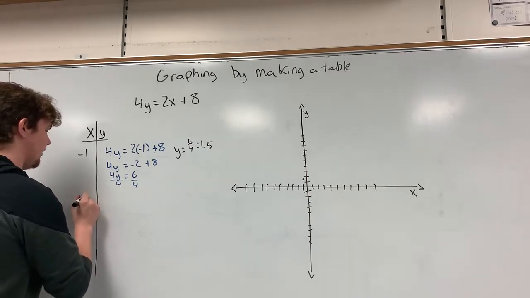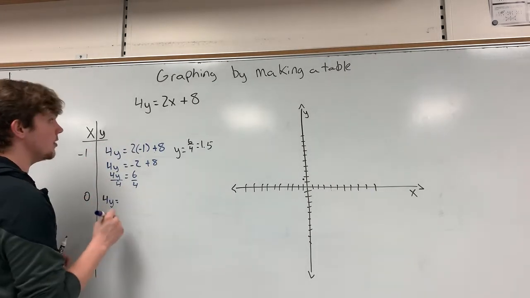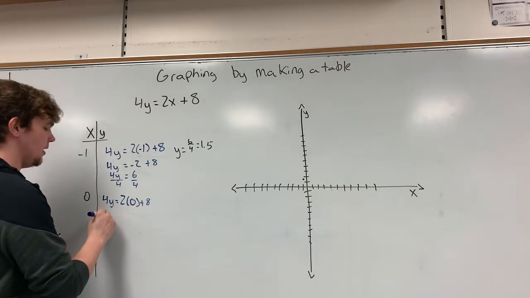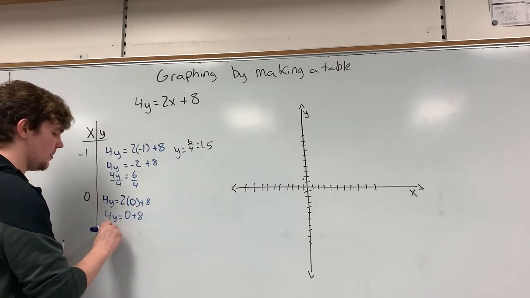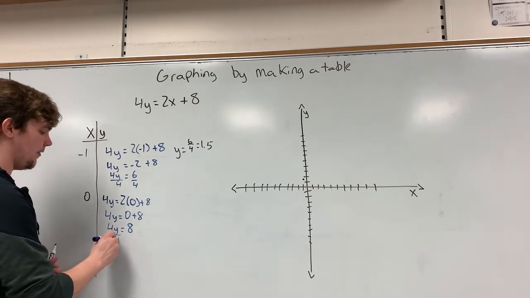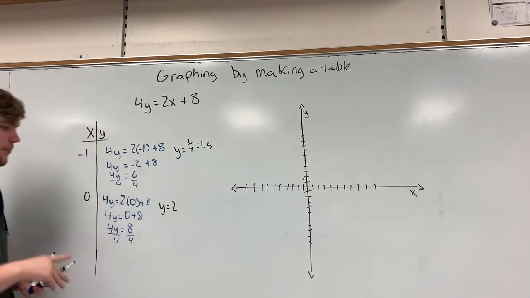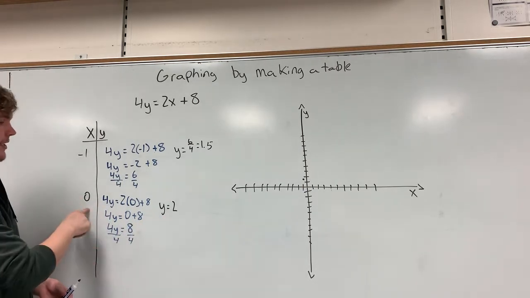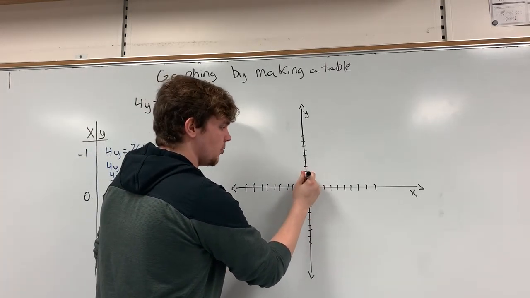Let's do x is 0, and this is our favorite one. It's the easiest one to simplify. Okay, so I'm going to take 0 and sub that in up here. So I still have 4y equals 2 times 0 plus 8. 2 times 0 is 0 plus 8. 0 plus 8 is just 8. And then lastly, I have to divide both sides by 4. So I get y equals 2. Okay, so I have my second point here. I have y equals 2 and x equals 0. So I can graph 0, 2. So x is 0 and y is 2. 0, 2 is right there.